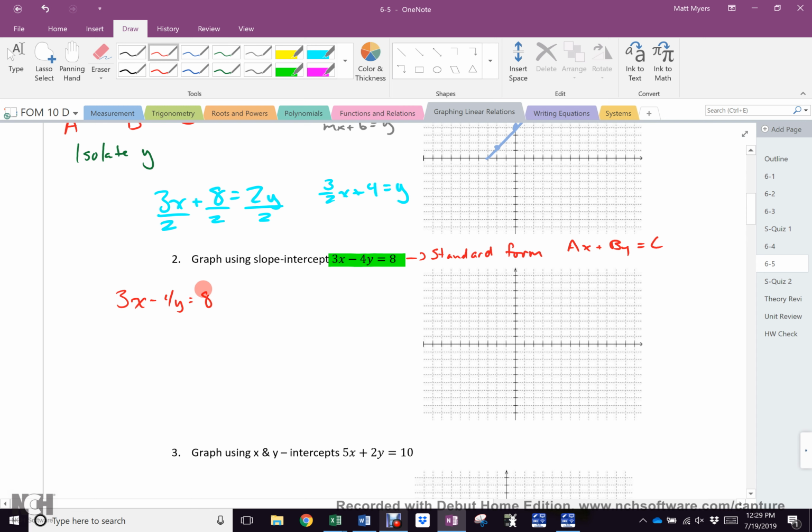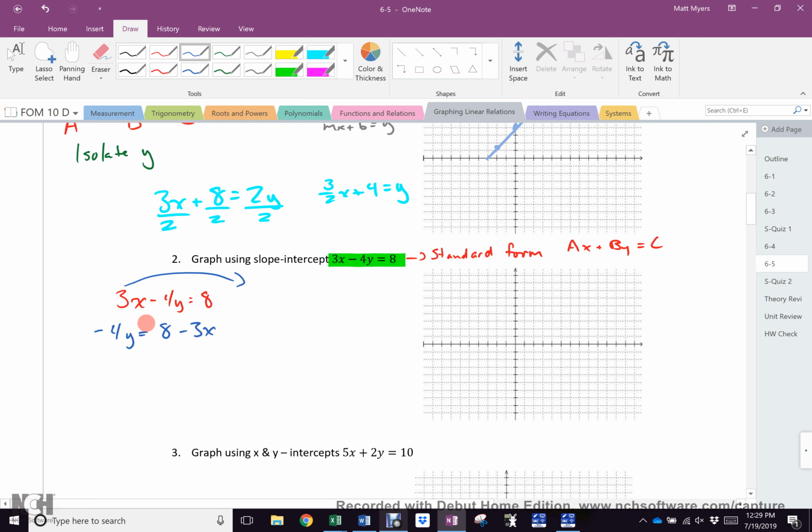What should I move in order to isolate y here? I should move the 3. Now, again, a lot of students will write this, and then say, I'm not in slope-intercept form. I don't know what to do, because the x isn't first.